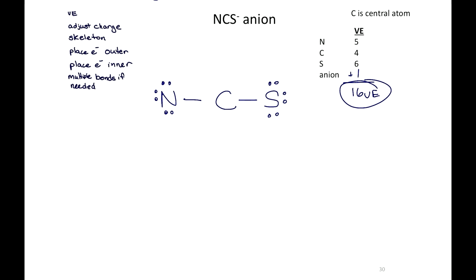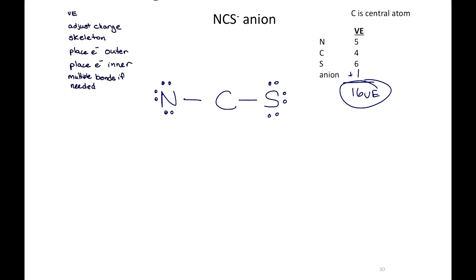But do we have a problem? Let's check octets here. Nitrogen has a satisfied octet. Sulfur has a satisfied octet, but does carbon? No. Am I allowed to just do this? No. So what do I have to do? Move lone pairs, make double bonds. Do you see how this kind of looks familiar from our other example? Yeah, but what's the problem here?